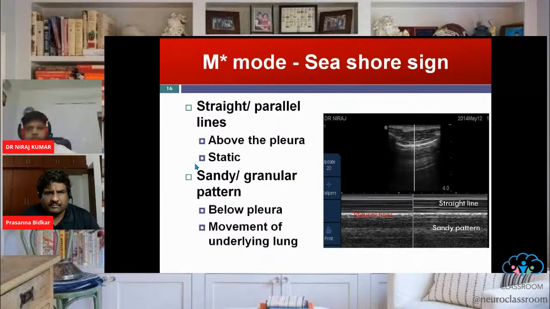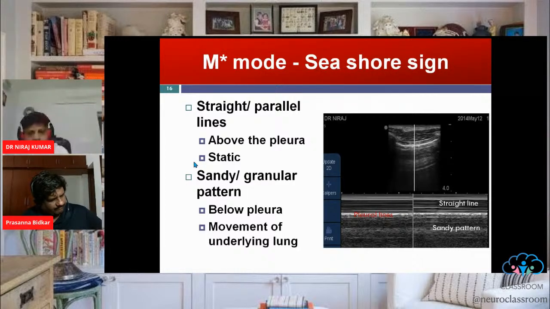Till this stage we have learned the batwing sign and the sliding sign. Remember, we are still focusing on the normal lung. I always stress that you have to understand the normal appearance of the normal healthy lung. So the normal healthy lung gives an appearance of batwing sign, sliding sign, and A lines. After that we will discuss the pathological lung.